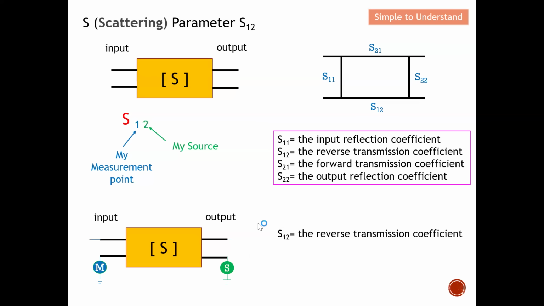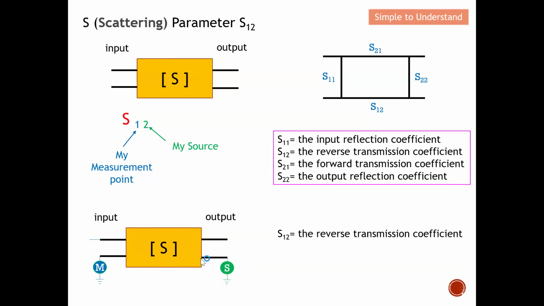Okay, next, S12. This is basically the reverse of S21. My source is now at the output, and this is where I conduct my measurement, which is at the input here. So I insert my incident wave here and determine how much is able to propagate and reach the measurement point. Therefore, this form is called the reverse transmission. Remember, the other one is called the forward transmission. This is what we call the reverse transmission coefficient.